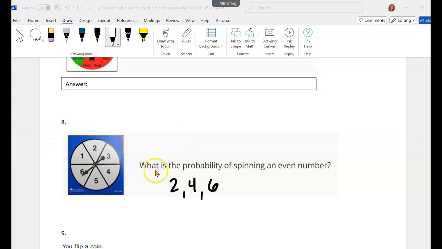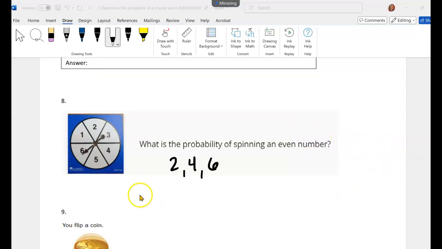Number 8, what is the probability of spinning an even number? And we have written out the even numbers for you. 2, 4, 6. So looking at the spinner, what's the probability of spinning an even number? Those are 2, 4, 6. Write your answer as a fraction.